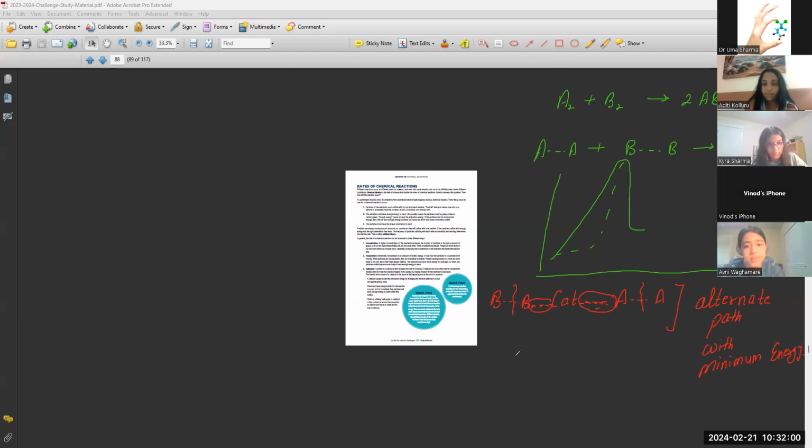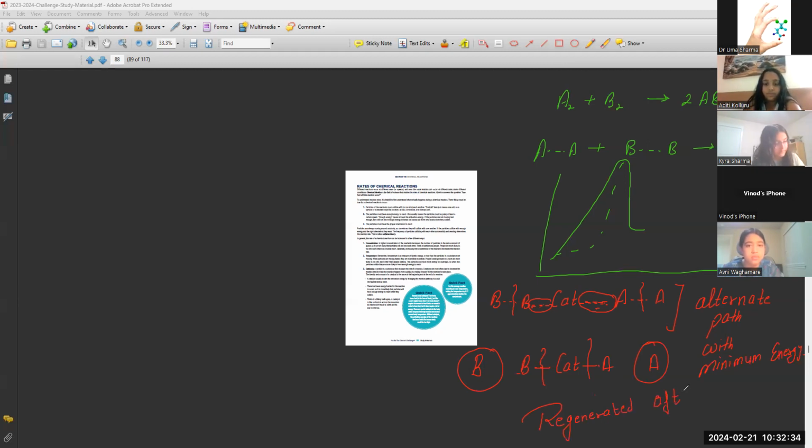Now Aditi is asking, after that, what happens? Now B is broken, B is out. Now this B is bonded to the catalyst. This A is bonded and this A is out. Now these two are free to combine. Similarly, when they combine, energy releases, then this breaks, then they will combine. So what happens to the catalyst? It is not consumed. It's regenerated after the reaction.